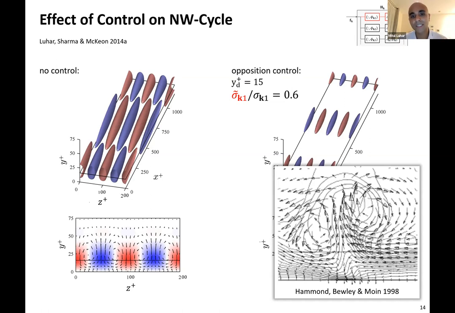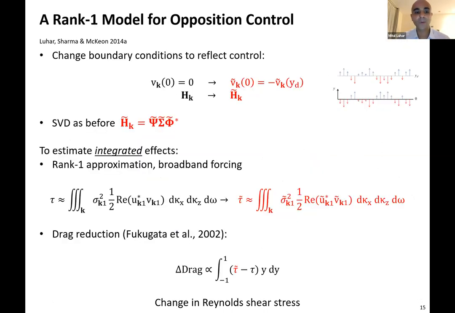We've got qualitative consistency. We are seeing that opposition control both establishes a virtual wall and it suppresses this energetically important near wall cycle. Can we say anything else? Can we say anything about overall drag reduction, not just what happens to the single near wall mode?